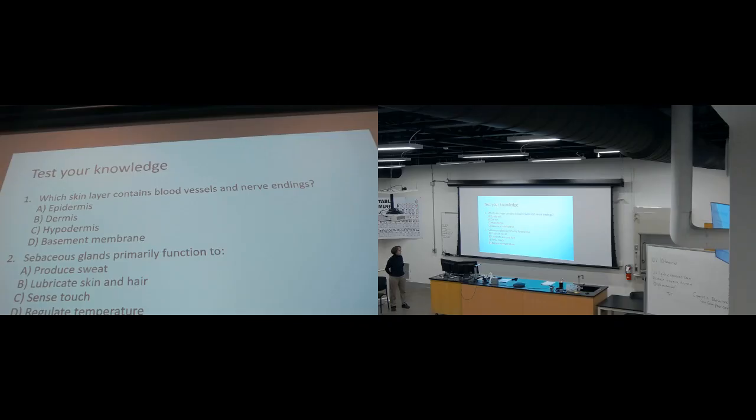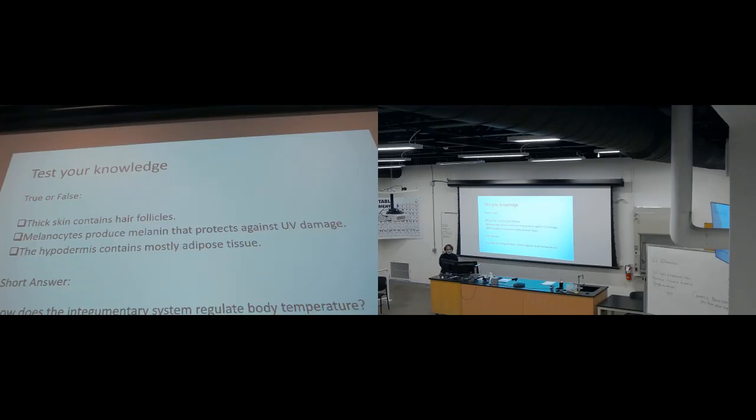Next question, sebaceous glands primarily function to A, B, C, or D? B, produce sebum to lubricate the skin and hair. True or false? Thick skin contains hair follicles. False. Otherwise you would be a bear. You would have paws. Okay.